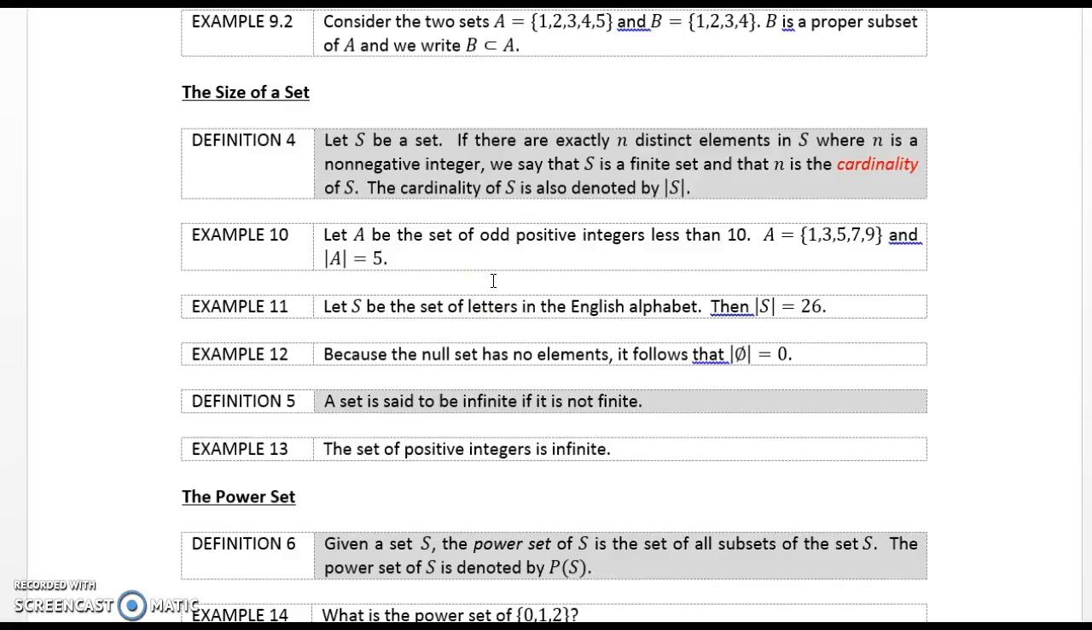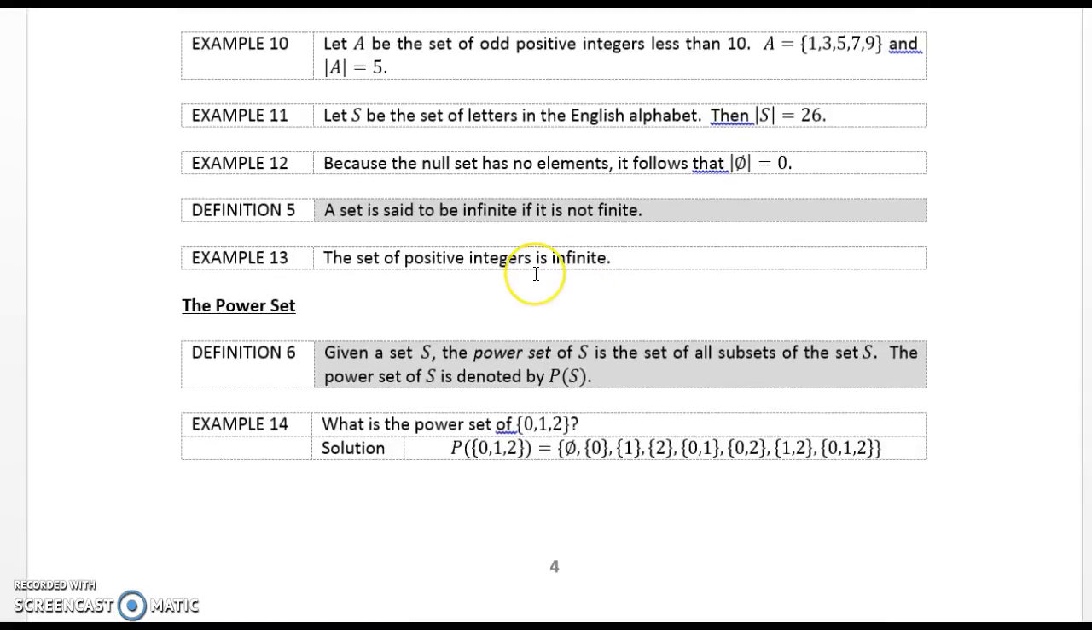Example 10. Let A be the set of odd positive integers less than 10. A is equal to {1, 3, 5, 7, 9}, and the cardinality of A is 5. Example 11. Let S be the set of letters in the English alphabet. Then the cardinality of S is 26. Example 12. Because the null set has no elements, it follows that the cardinality of the null set is 0.